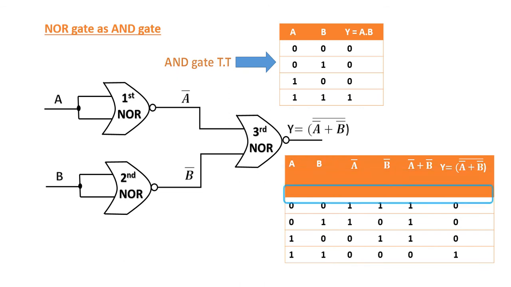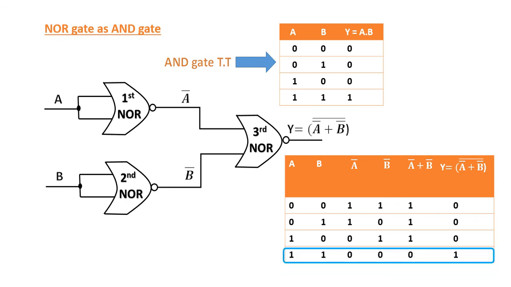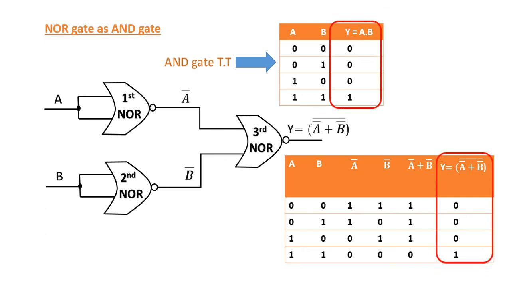If both the values of A and B are 0, then A complement will be 1 and B complement will be 1, and A complement plus B complement will be 1 plus 1, and in Boolean algebra we know that 1 plus 1 will be 1, so its complement is 0. Similarly, if the value of A is 0 and B is 1, you can see the overall output is 0, and for the rest of the two cases the outputs will be 0 and 1. This overall output is equivalent to the output of our original AND gate. You can compare the values to the table of AND gate.